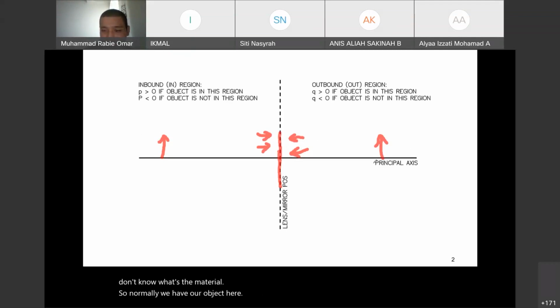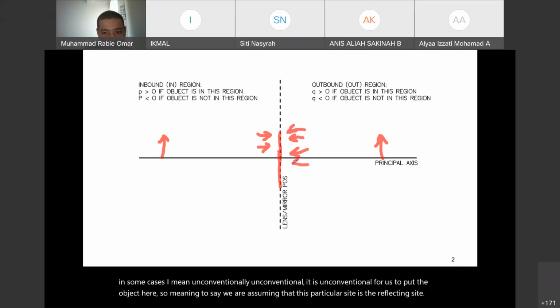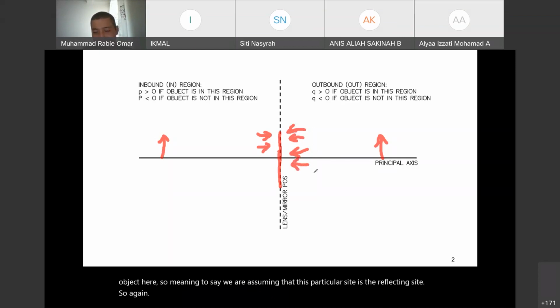In some cases, unconventionally, it is unconventional for us to put the object here. Meaning we are assuming that this particular side is the reflecting side. Again, it is the same, so you don't have to worry too much about that.